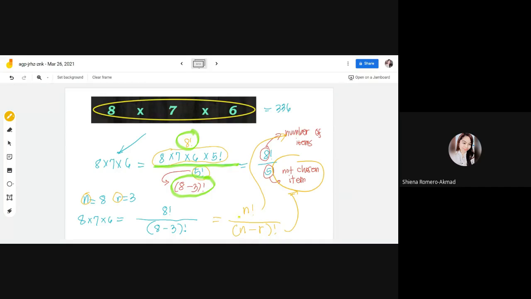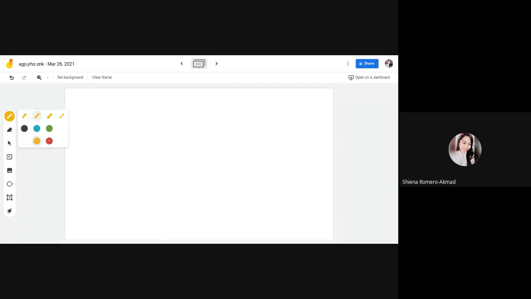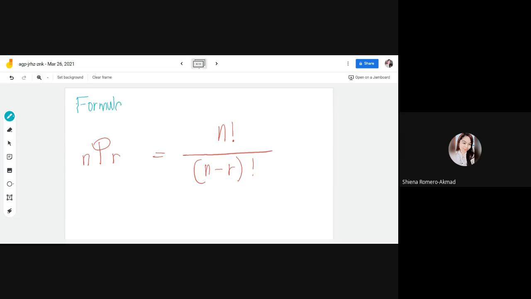Okay? So, we already have the formula for permutation. Ano yung formula natin for permutation? That's n factorial divided by n minus r factorial. And that is permutation of n objects taken r at a time. So, this is the formula for permutation.